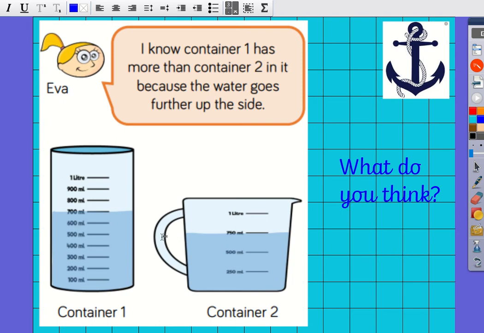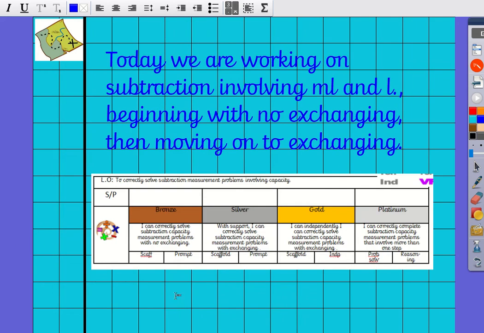If you said that she is wrong, correct, well done. Because you have to read the scale, don't you? Like anything in measure, you have to read the scale. And you can see, even though this one is further up at 700 millilitres, this one has actually got 750 millilitres in it. So even though that's gone up taller, this one contains more liquid. And it's all about reading scales correctly. And today, that's what we are doing.